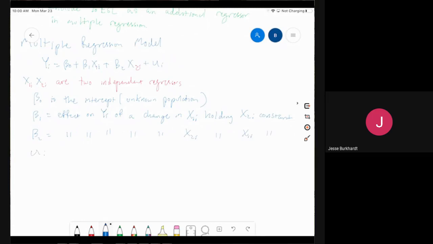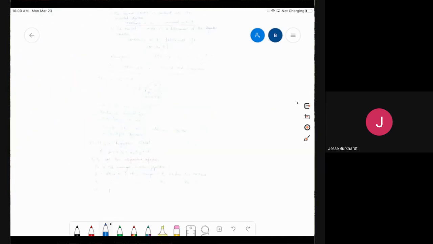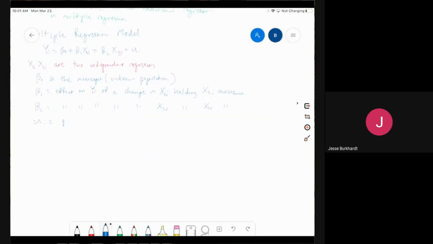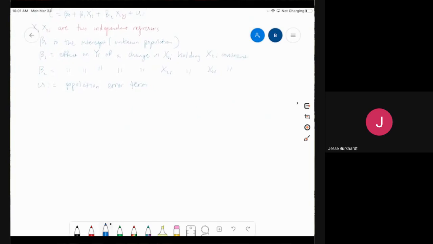And u_i equals the population error term. Same as before. Okay, can we provide a little more interpretation of these coefficients? Let's see.